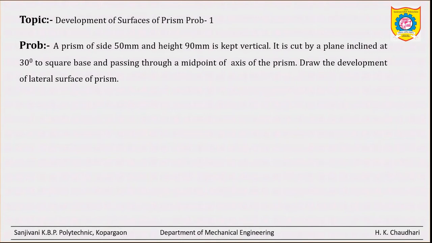So now consider that the edges of that square face, they are equally inclined to VP, clear. So for that the edges of the square prism we have to draw 45 degree to the VP, that means to the front view, clear. So go to the next slide.